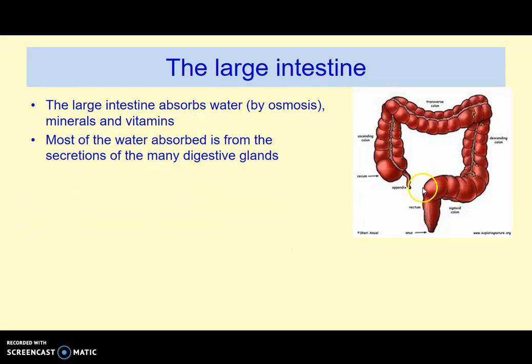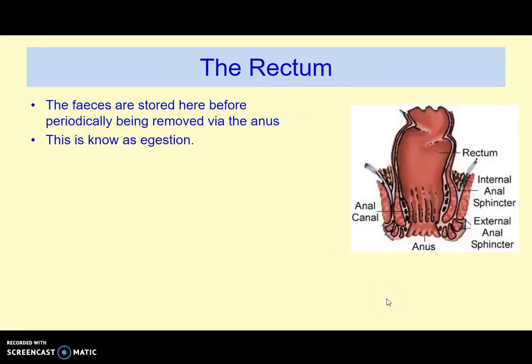The large intestine is where any undigested material will go through. A lot of the water that may have been secreted into the small intestine further up the digestive system will then be absorbed back into the blood here, as well as some minerals and vitamins. Then we finish off down at the rectum, where any feces is stored before being removed through the anus, through muscle control, and that process is digestion.